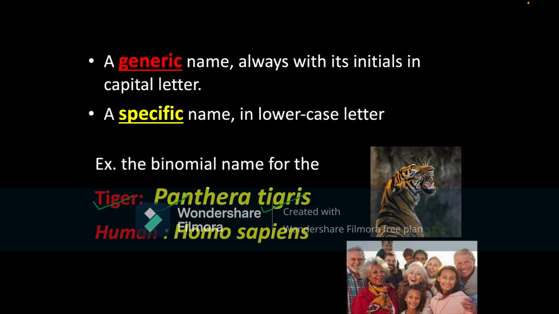There are 5 rules of binomial nomenclature. Number 1, the full 2-part name has to be written in italics, or underlined when handwritten. The name of the genus is always read first. The name of the genus must be capitalized, never capitalizing the specific epithet.